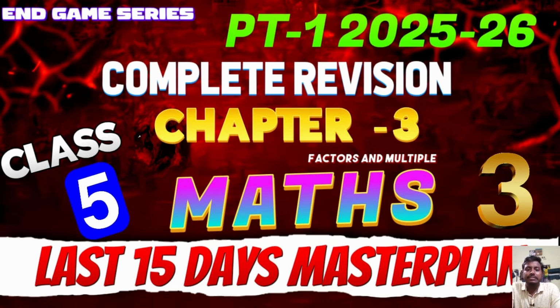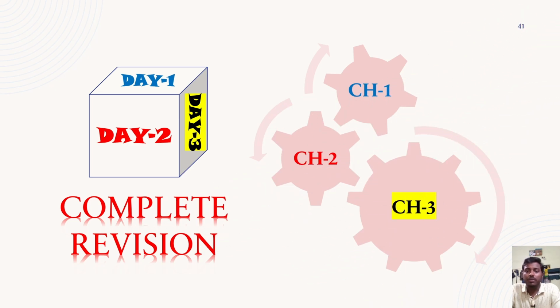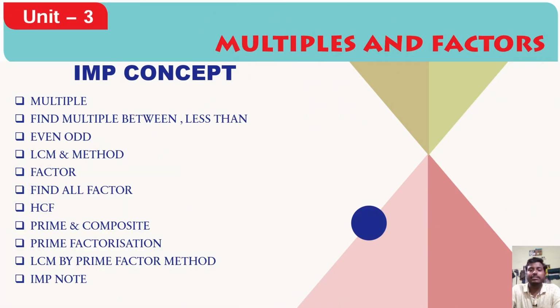Students, today in this session we completely revise the chapter Factors and Multiples, chapter 3, class 5, for your periodic test 1 2025-26, and our target is to score 20 in your exam. So let's start the session. We already completed chapter 1 and chapter 2.